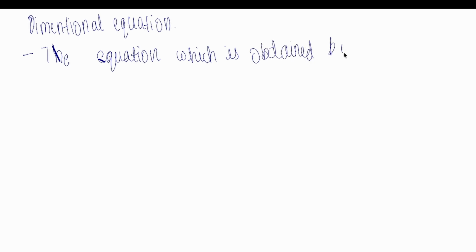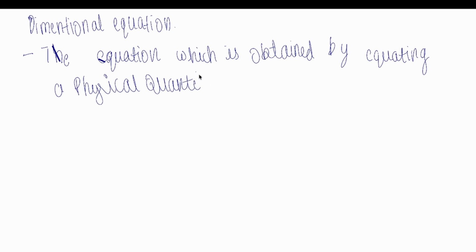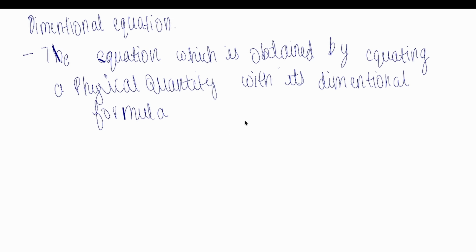What is a dimensional equation? It is defined as the equation which is obtained by equating a physical quantity with its dimensional formula. So this is the definition of a dimensional equation.